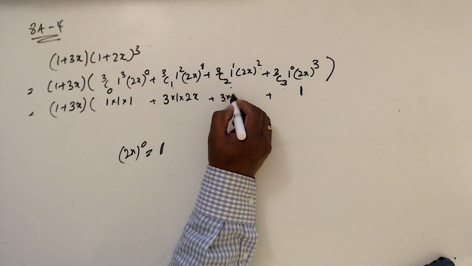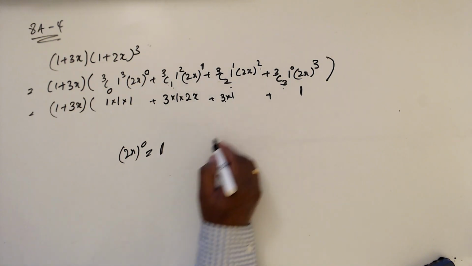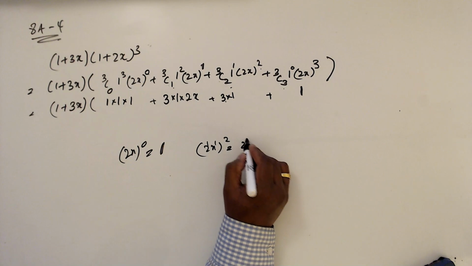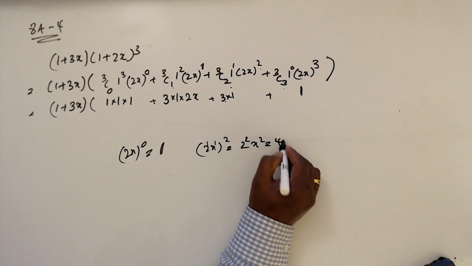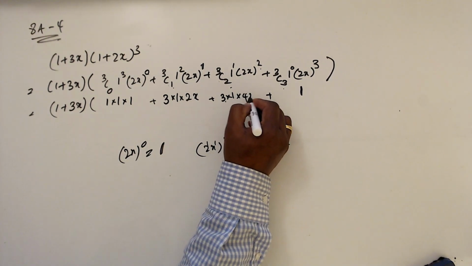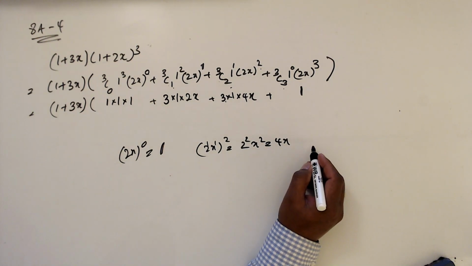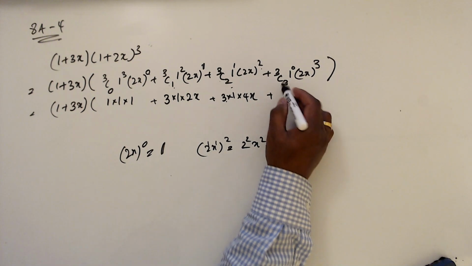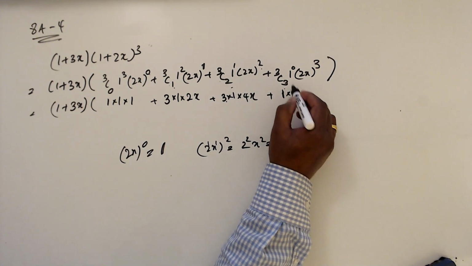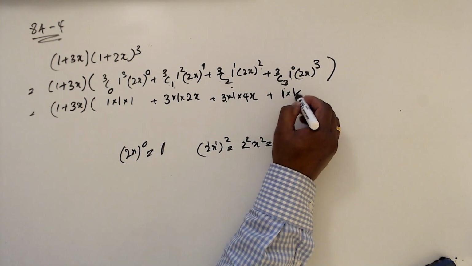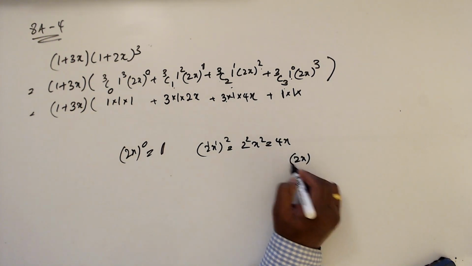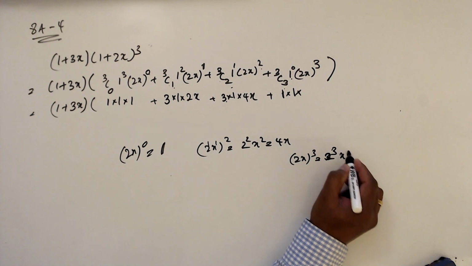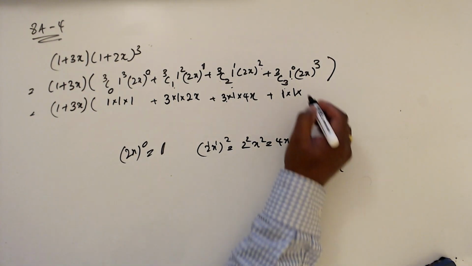3c2 is going to be 3. Then 2x squared means 2 squared x squared, which is 4x squared. And 3c3 is 1 as we discussed, and 1 to the power 0 is 1. Then 2x cubed is 2 cubed x cubed, 8x cubed.